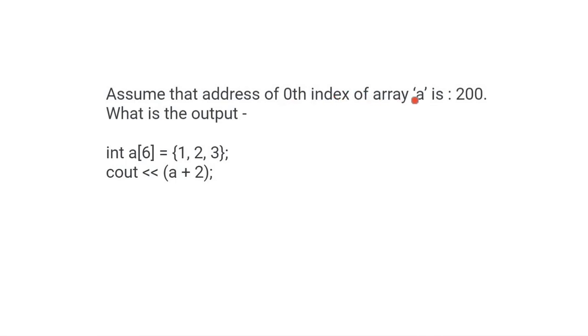Assume that the address of 0th index of array A is 200. Alright, what is the output? Okay, so we know that the starting address is given to be 200. Alright, so A will have value 200.